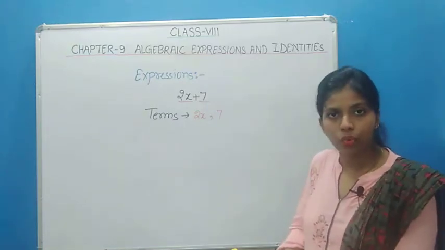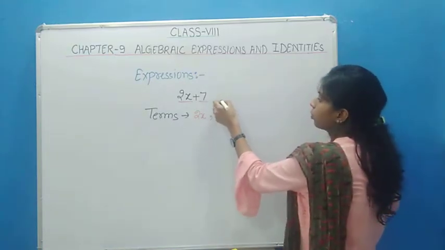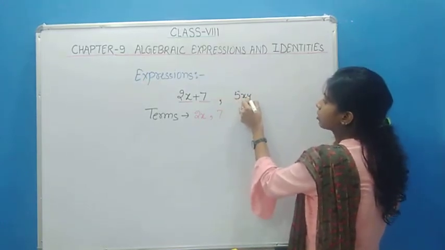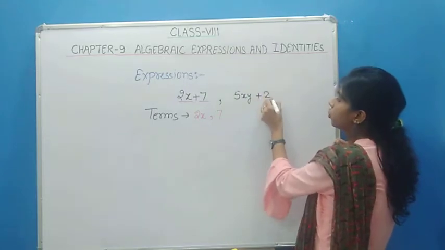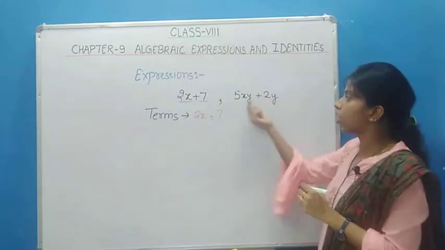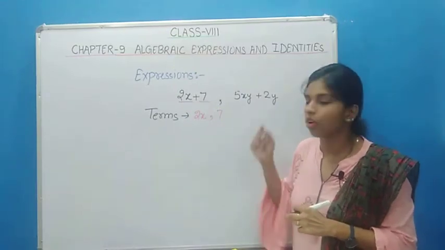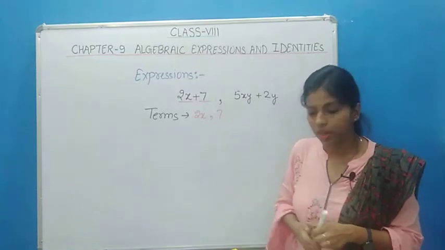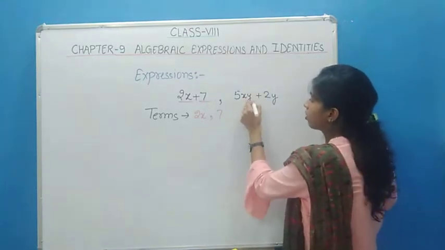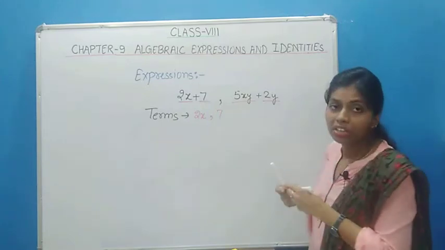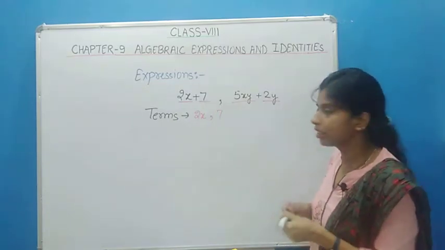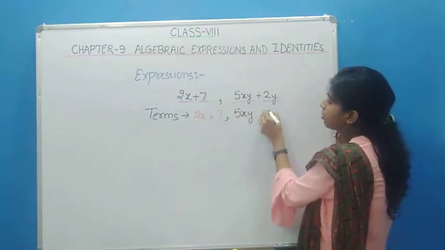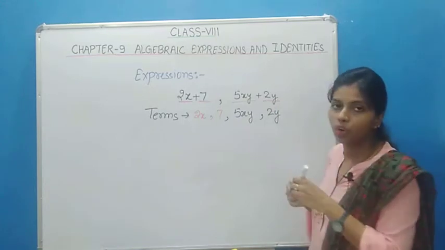Similarly, let's take one more example, suppose I write one more expression, 5xy plus 2y. This is also an algebraic expression because here we have variables and constants. Here also we have two terms. The first term is 5xy and the second term is 2y. So clear?